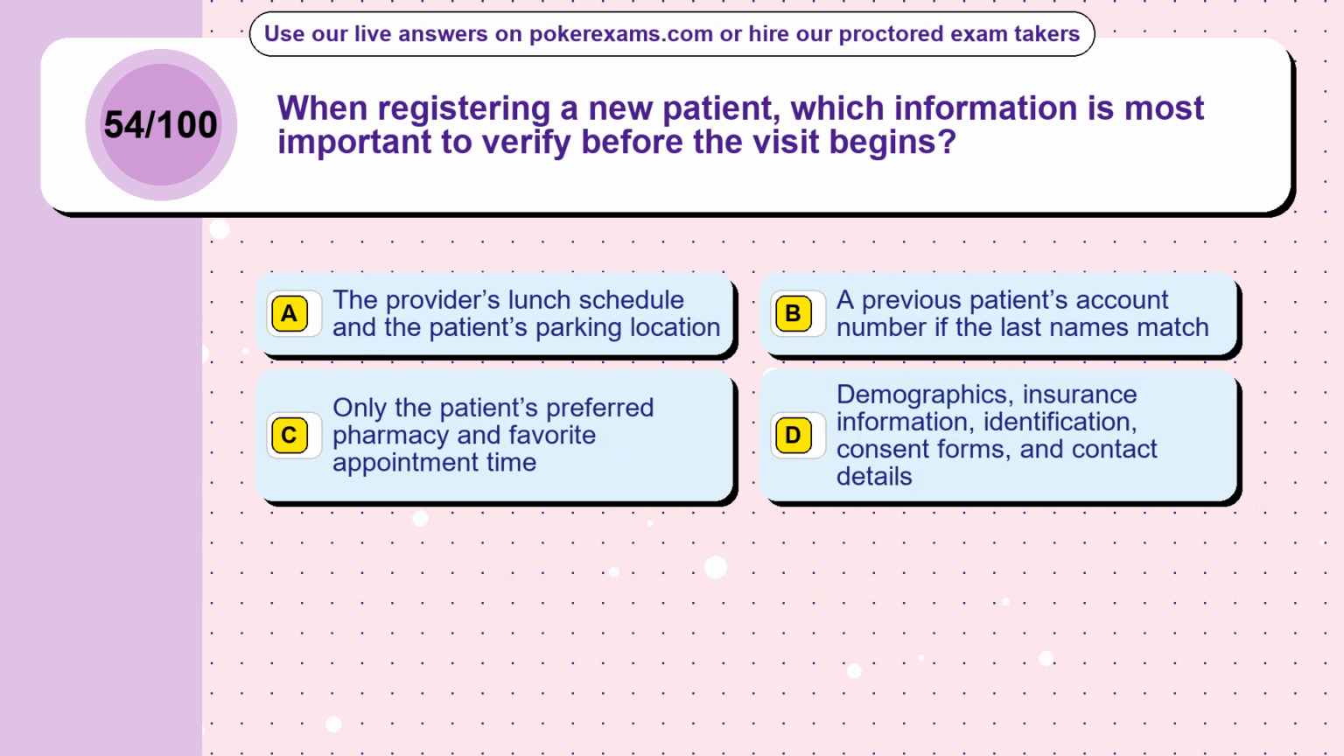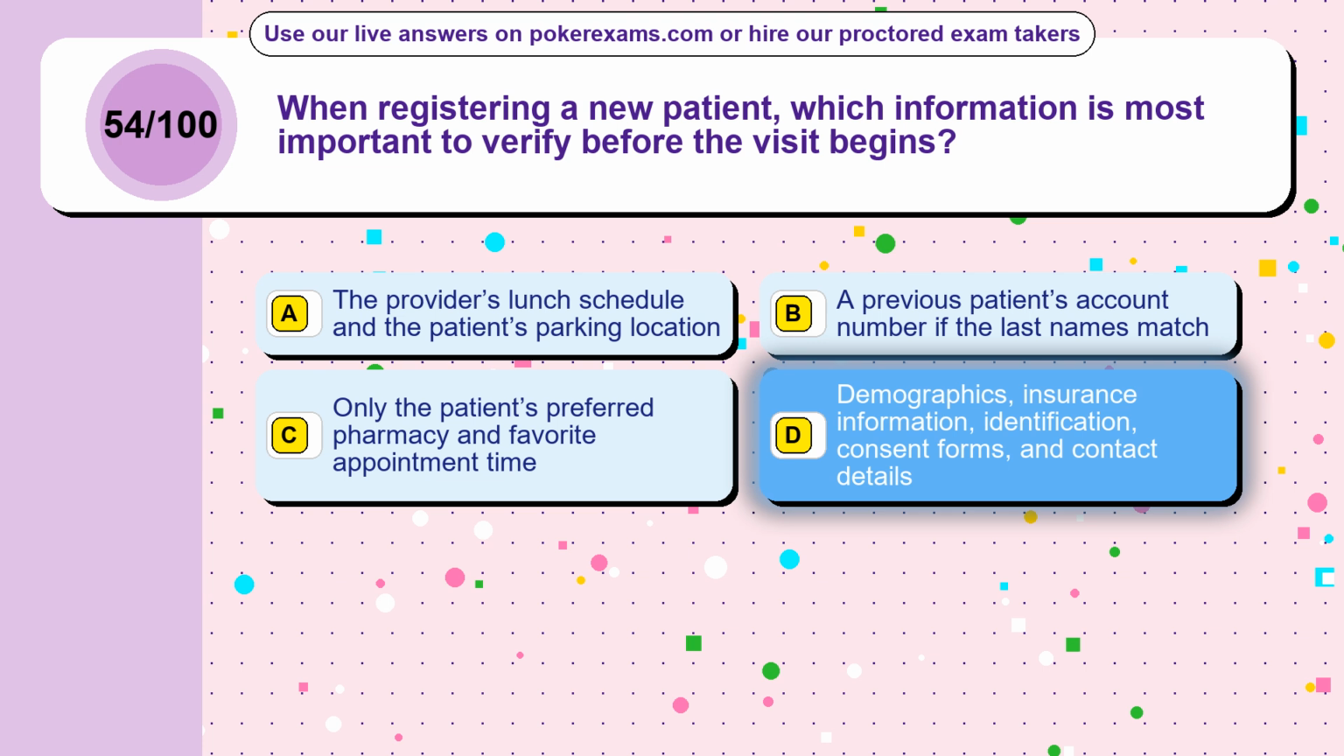Question 54. When registering a new patient, which information is most important to verify before the visit begins? Option A. The provider's lunch schedule and the patient's parking location. Option B. A previous patient's account number if the last names match. Option C. Only the patient's preferred pharmacy and favorite appointment time. Option D. Demographics, insurance information, identification, consent forms, and contact details.